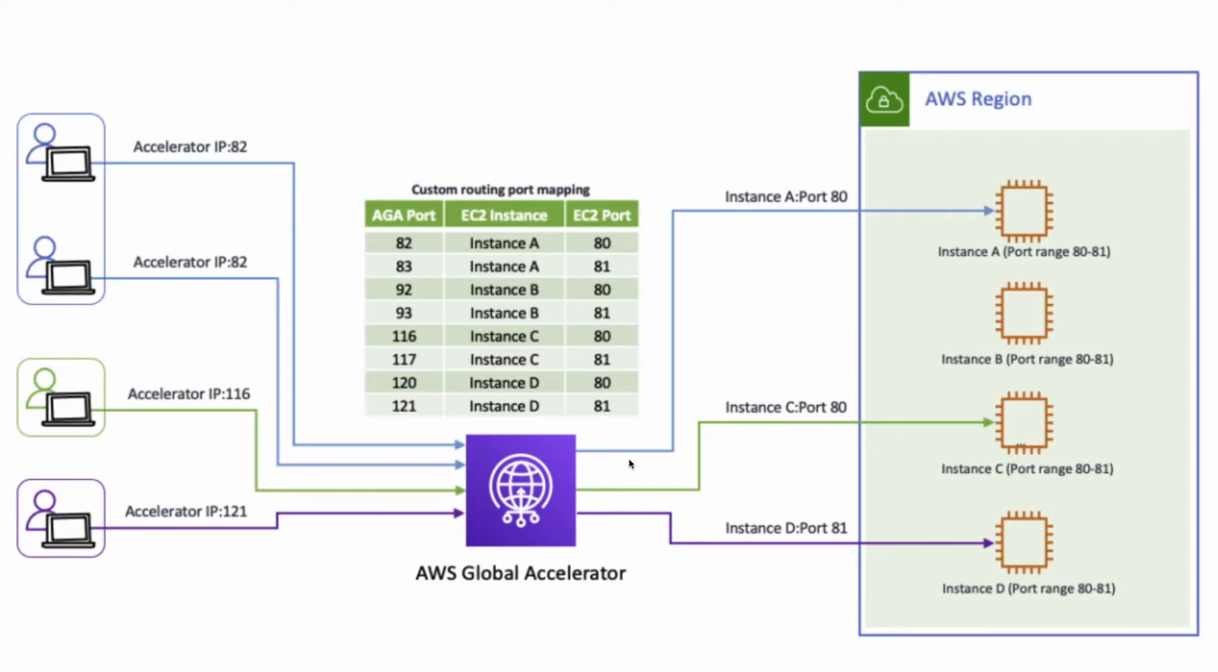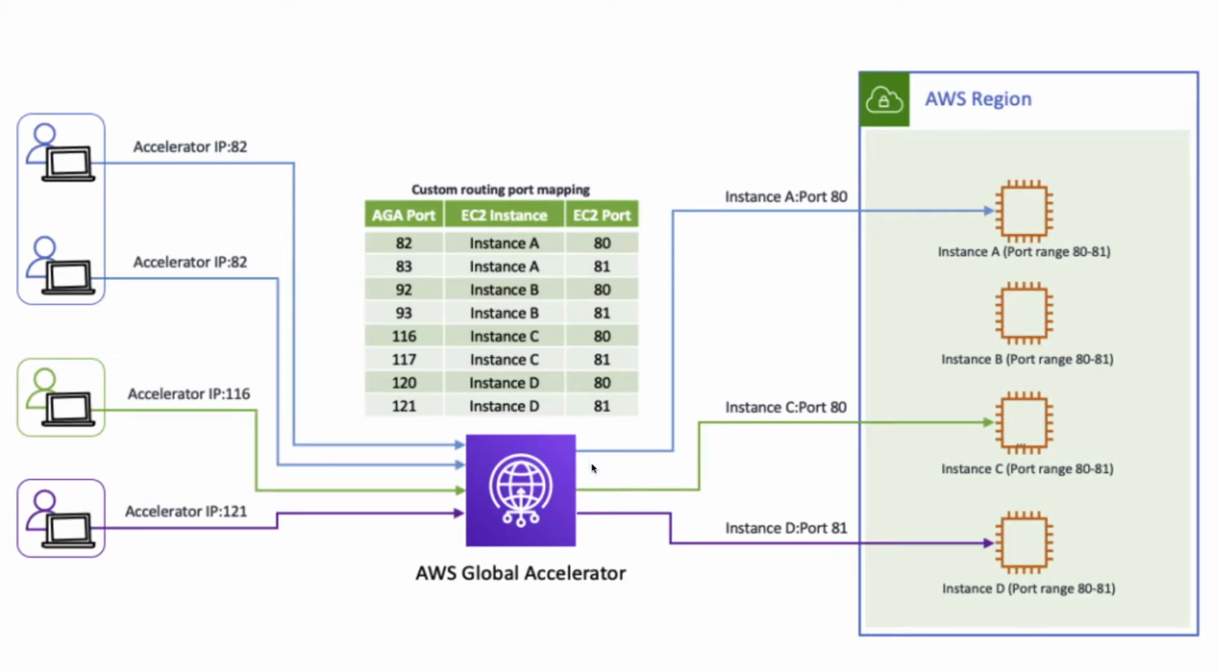Another thing is, the standard AGA used to do the health check. So if any instance or any LB is not healthy, it used to fail you over towards the backup or another region, whatever endpoint you have configured. But in custom routing it does not do any health check. It won't route your traffic to some other endpoint, because there is a one-to-one mapping between your AGA IP address plus port to the instance IP plus port.